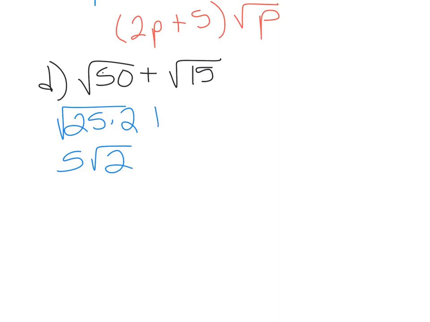The 15 does not have any perfect squares in it. The only factors of 15 are 5 times 3, and neither one of those are perfect squares, so there's nothing that we can bring to the outside like we did with this. So this is not going to simplify. It's just going to stay as the square root of 15. So now, when I look at these, I can't add these because they are not like radicals. So this is the final answer for letter D.